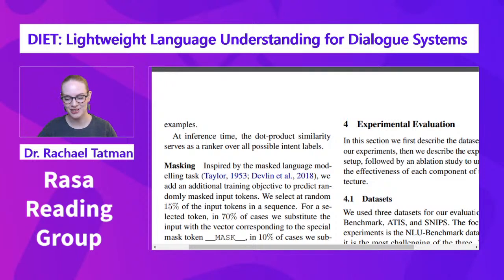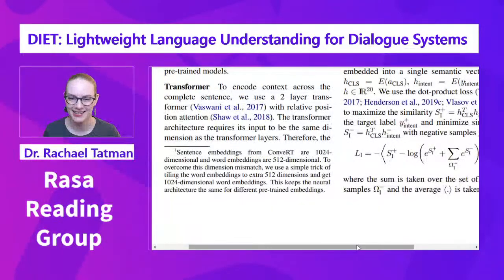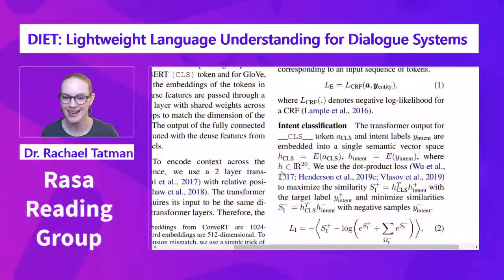Chris says it means that H is a vector of 20 real numbers. That makes a lot more sense. Okay, so we've got sort of 20 dimensions for the tokens, and then for the intents, and then we're projecting those into the same space. Helpful. Thank you.